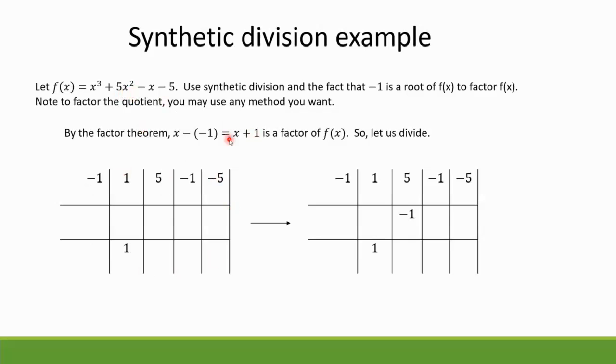So I put the negative 1 here, right? It has to be x minus something when you're using synthetic division. The coefficients I put here, we have 1, 5, minus 1, minus 5. The 1 comes down. We get to use synthetic division.